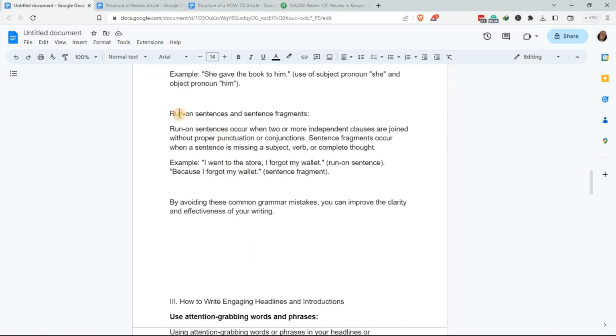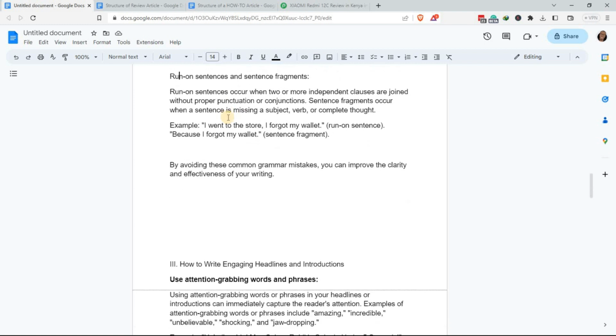The next mistake that you need to avoid is run-on sentences and sentence fragments. This mistake occurs most of the time when two or more independent clauses are joined without proper punctuation or conjunctions. Sentence fragments occur when a sentence is missing a subject, verb, or complete thought. So an example is, I went to the store I forgot my wallet. That is a run-on sentence. And of course, because I forgot my wallet, that's the sentence fragment.